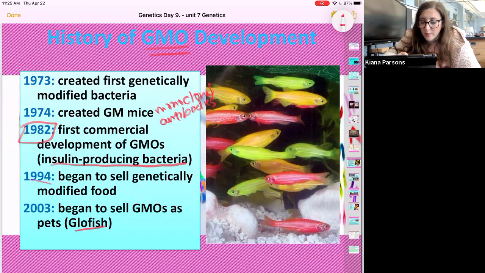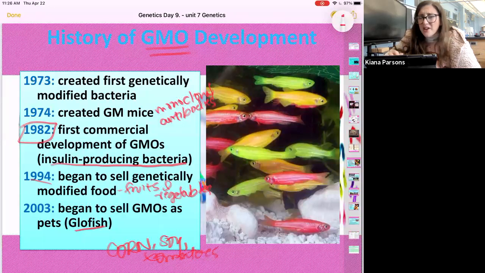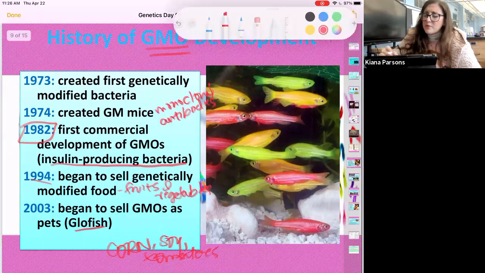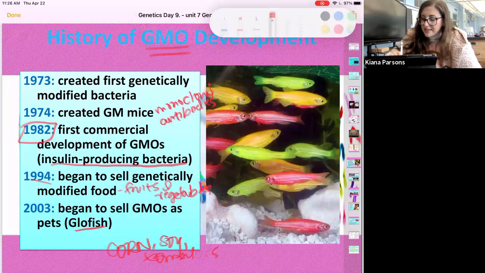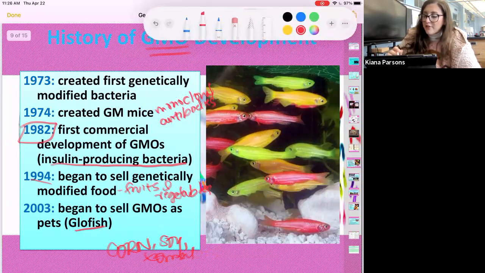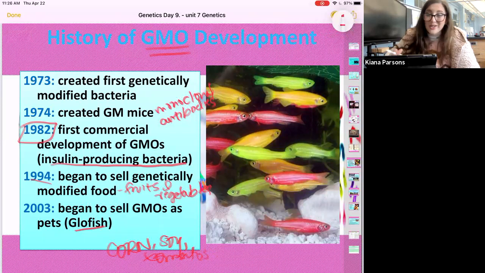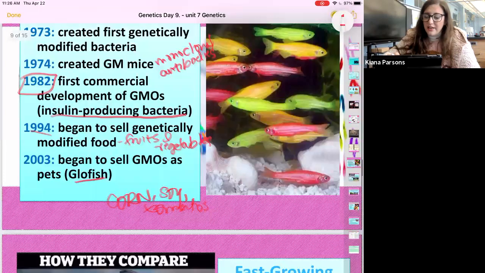In 1994, we began to sell genetically modified foods, which are usually fruits and vegetables, such as corn, soy, tomatoes. I might have just spelled tomatoes wrong. In some other countries, they have more restrictions against selling genetically modified foods. But in the United States, we really don't, and they don't even have to be labeled. So even if you've been trying to avoid genetically modified foods, you have definitely eaten some in your life.